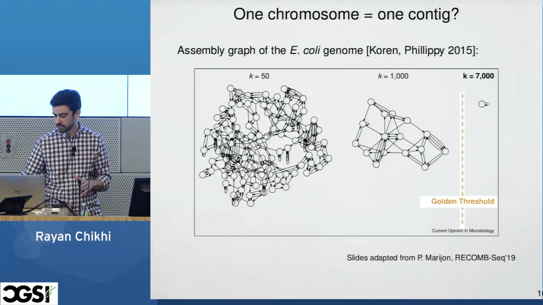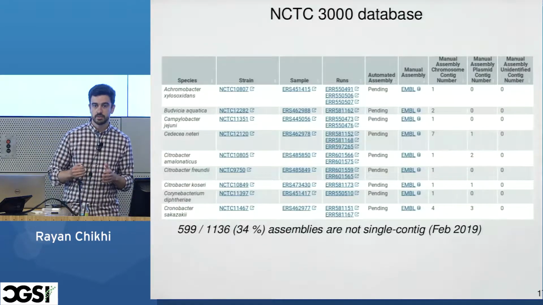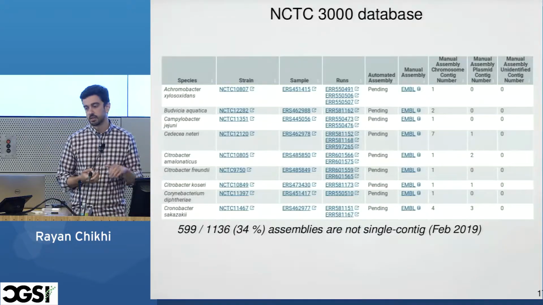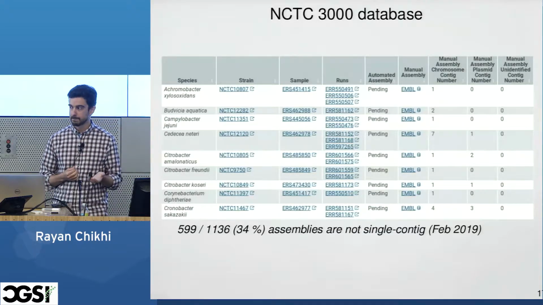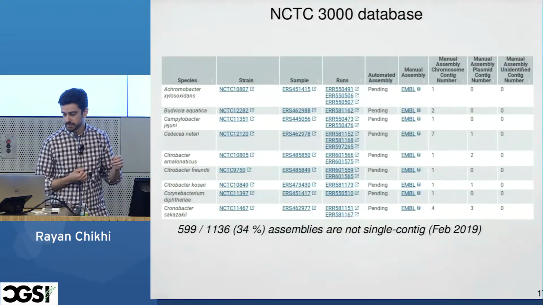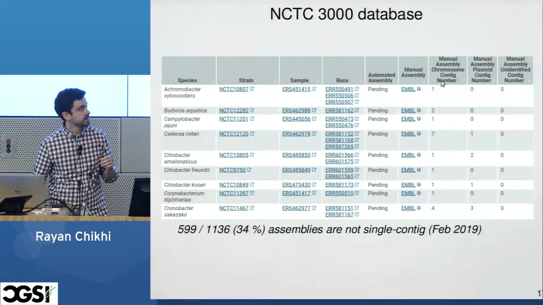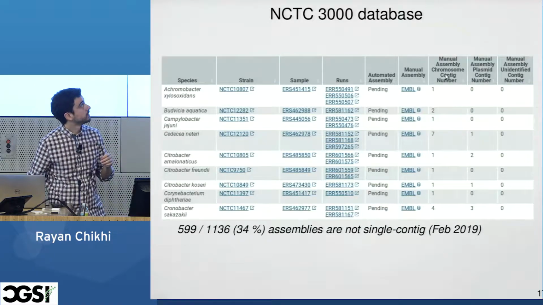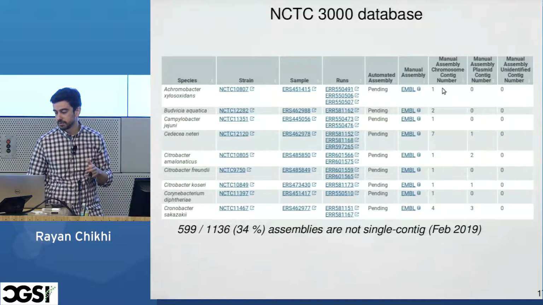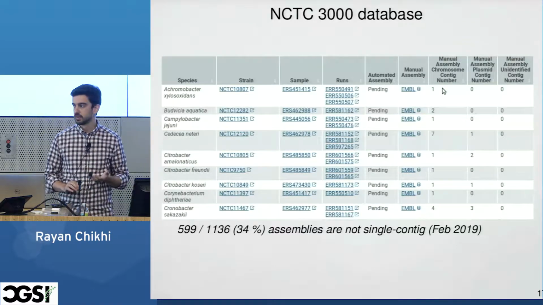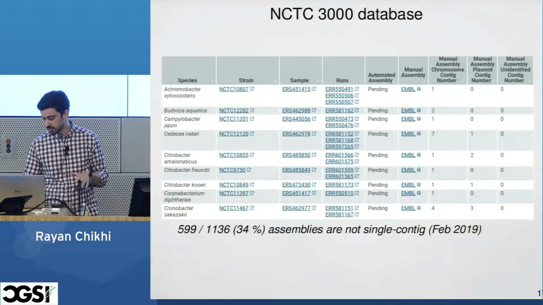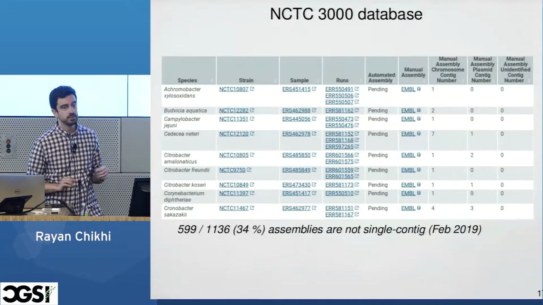Is it true? If we look at a database called NCTC 3000, it's a database that sequenced a lot of bacteria using PacBio. Each entry in this table corresponds to a bacterial sample. An assembly was made for each sample, and this column shows the number of contigs obtained per sample. If everything was well, that column should contain only ones. And it's the case for many samples, but not all of them.